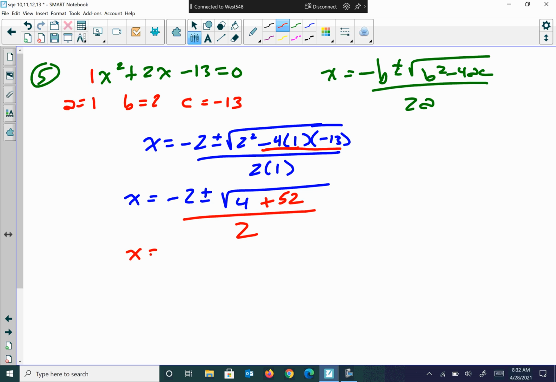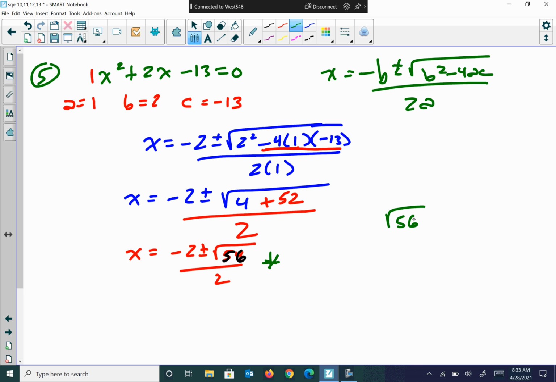So x equals negative 2 plus or minus the square root of 54 over 2. Oh wait, it's not 54, it's 56. I'm glad I've got someone looking out for me. I told you arithmetic's the hardest part of algebra. I can't even add 4 and 52 together to get the right number. How does he expect us to do it? Because you're smarter than me.